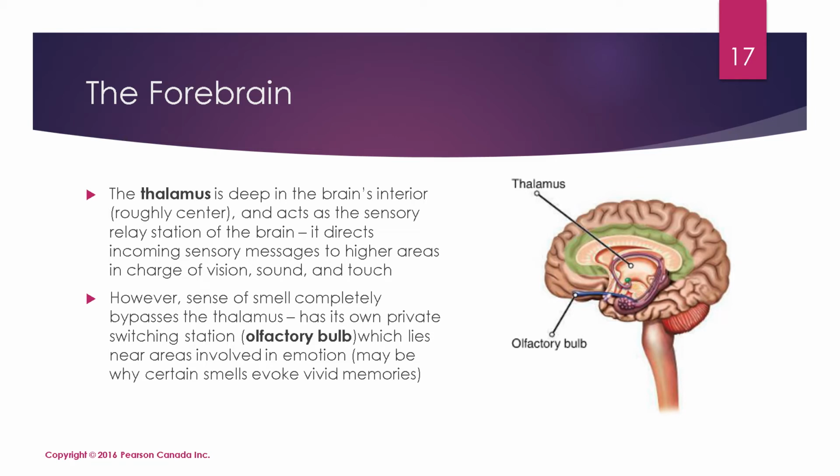And the reason why I paused there is because I wanted to make sure I didn't say smell, because sense of smell completely bypasses the thalamus. It's the only one of our five typical senses that has its own private switching station, known as the olfactory bulb. All of the other four senses go through the thalamus, and then those signals are sent elsewhere in the brain for processing. But sense of smell goes directly to its own particular processing section within the brain. And it lies near areas involved in emotion, which may be why certain smells invoke vivid memories, more emotional memories we might have.